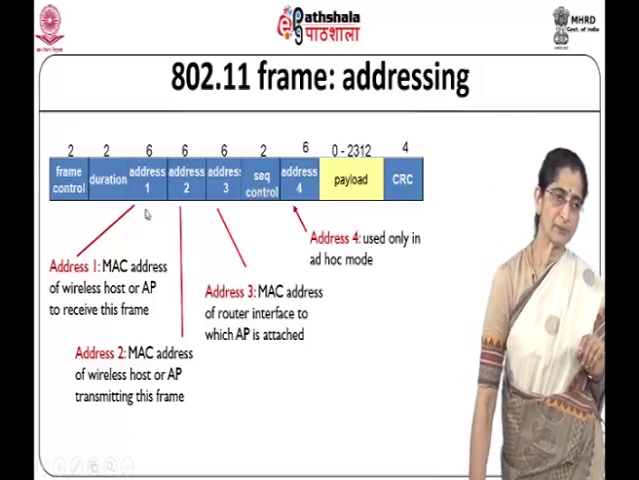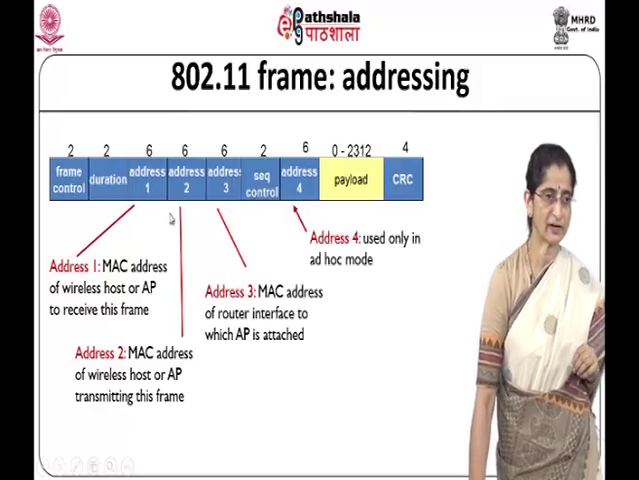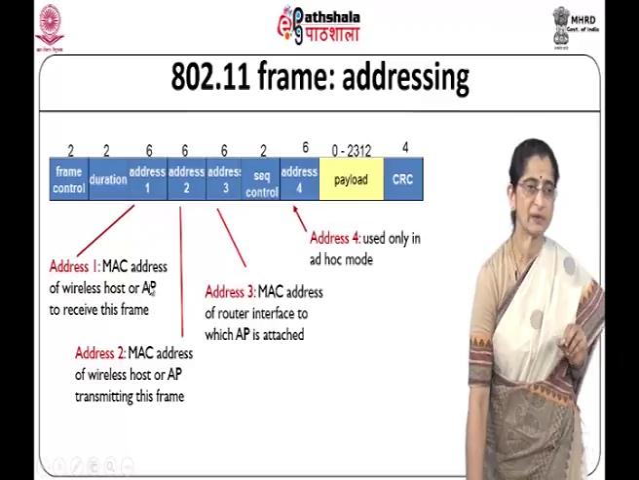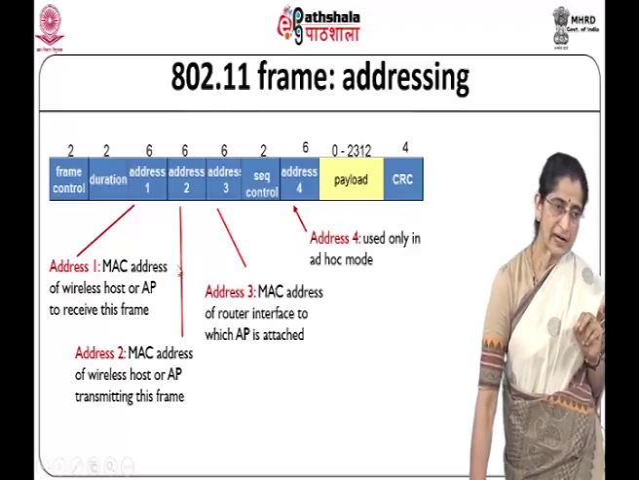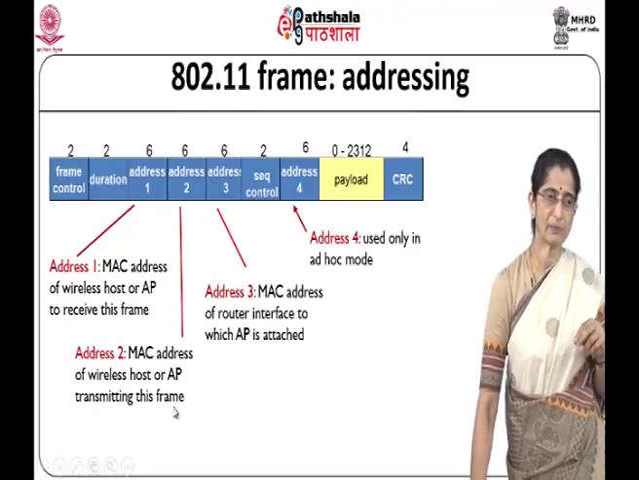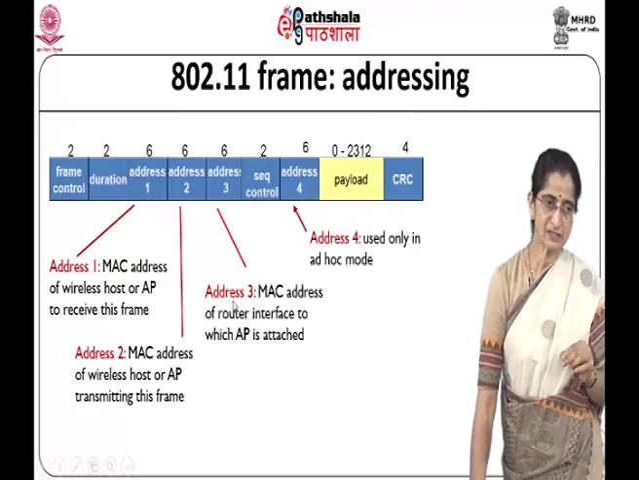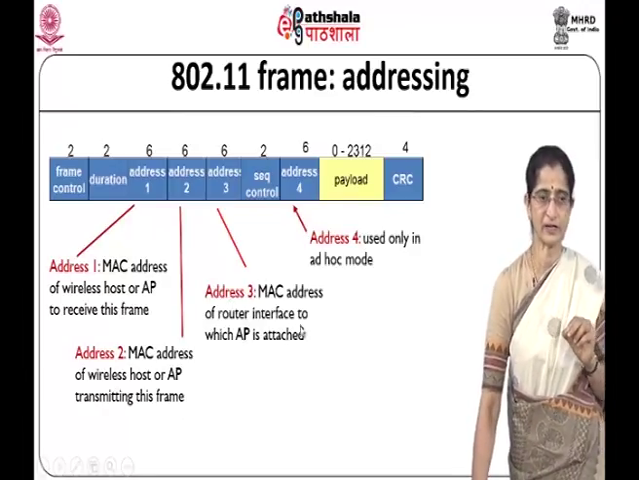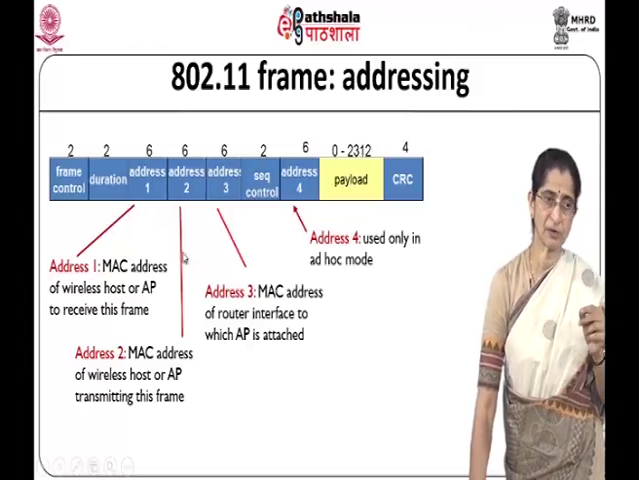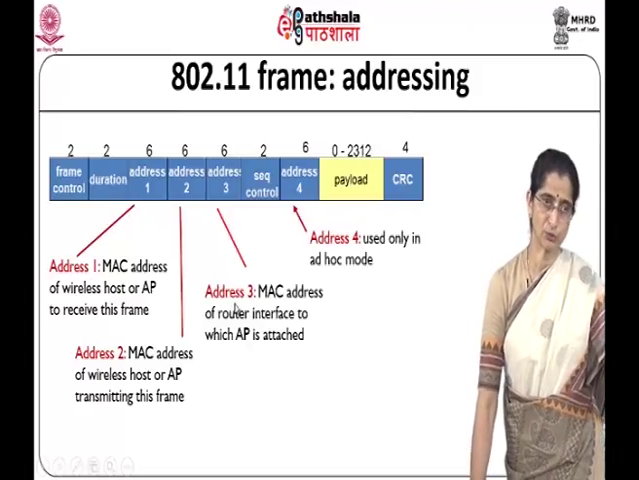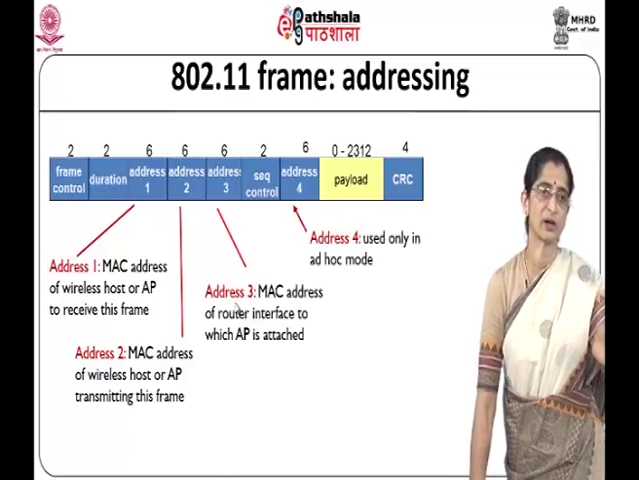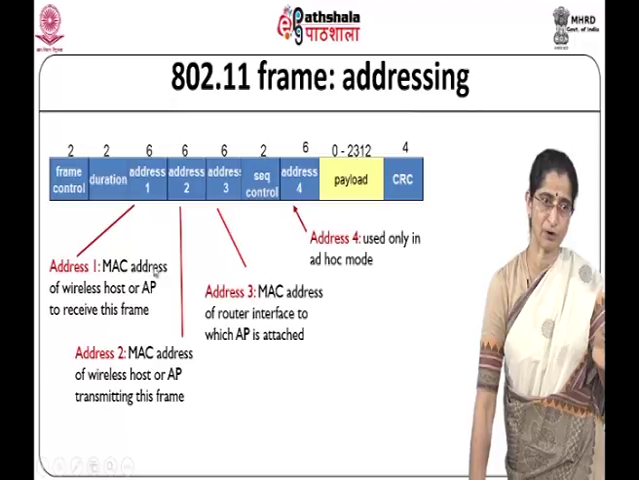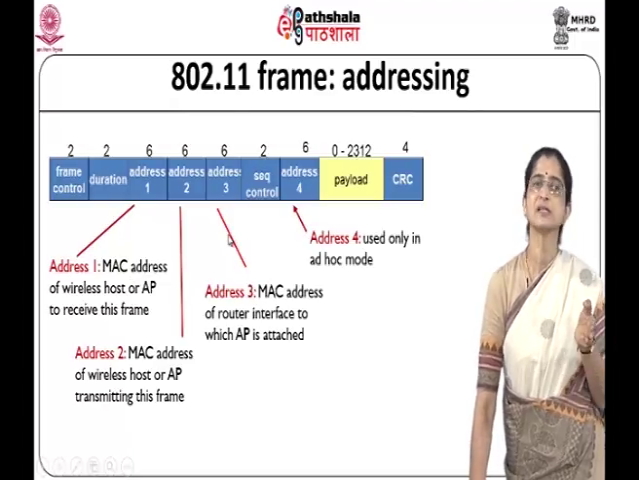Okay. So if you look at these 4 address fields, you see why we need these 4 address fields. Address 1 is normally the MAC address of the wireless host or the AP which is to receive this frame. Okay. Address 2 is the MAC address of the wireless host or AP which is transmitting this frame. Now address 3 is the MAC address of the router interface to which this AP is attached. So remember that this AP could be attached to some router, in which case you may want to send a packet into the network, which means you need to go through the router. So to go to the router, you have to go through the access point. So from here you go through this access point to that particular router. So that information can be specified here. Okay.